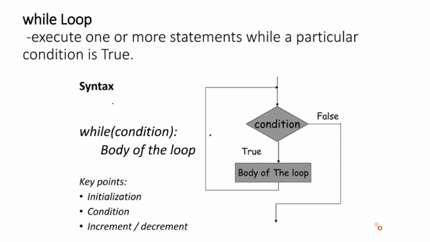In any loop, whether it is a while loop or a for loop, three key points are required. As you can see at the bottom of the slide, the key points are initialization, condition, and incrementation or decrementation. That depends on the structure of the question. If I tell you to count from 1 to 10, the initialization will be 1 because we are starting from 1. The condition is the point where we have to end. According to the question, we have to end at 10, so the condition will be 10.